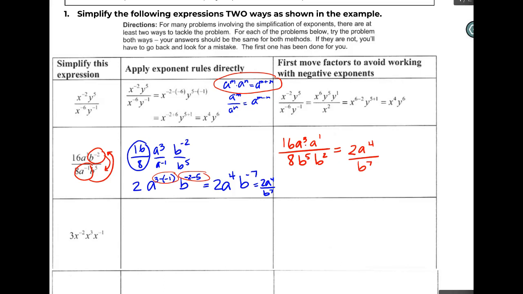So that's the idea, is just to see this two different ways. One way involves us doing a little bit trickier integer math. One way adds a step. So that's pretty much it.